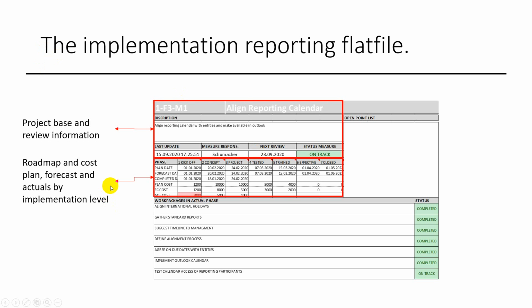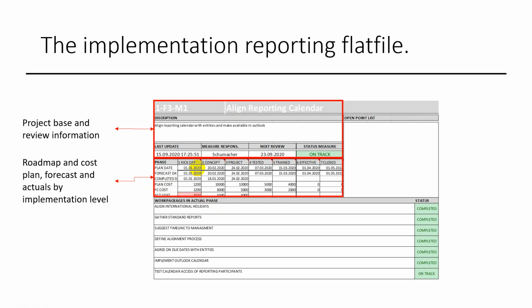Next section are the review and the roadmap information. So when do you plan, forecast, and complete the different implementation levels? We have already reviewed the meaning and the importance of implementation levels in the last tutorial. And this box also includes the costs as to plan, as to forecast, and as to effective actual costs. These two boxes provide the information that will be sent over to the consolidation tool later on.